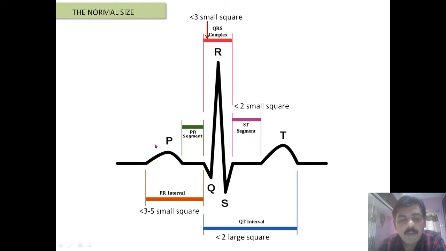This P wave indicates the depolarization of the auricle. Then this QRS complex indicates the ventricular depolarization, and the upward deflecting wave, that is the T wave, represents the ventricular repolarization or ventricular relaxation.